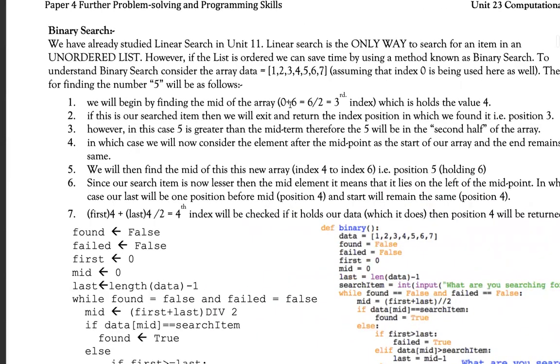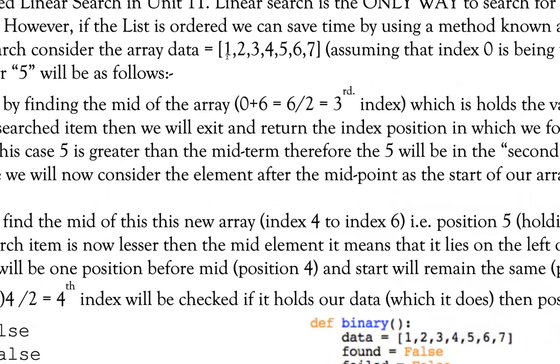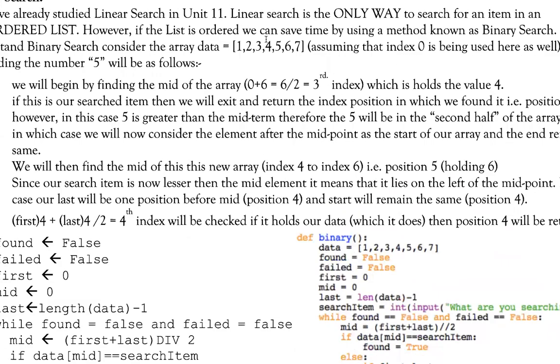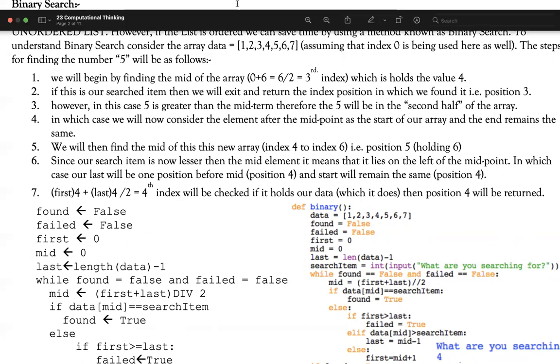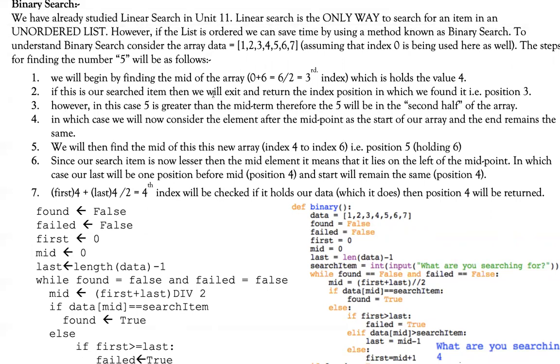Anyway, 0 plus 6 is 6, divided by 2 is 3. So basically the mid of the array is at index 0, 1, 2, 3. This is my third index position, which holds the value 4. Is this our searched item? It isn't, by the way. So the first question we have to ask, now that I just reached the midpoint, is: is it the value I'm looking for? No, this is not the value I'm looking for. I'm looking for 5. If this were our search item, then we would exit and return the index position at which we found it.